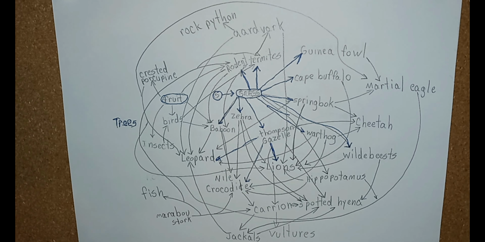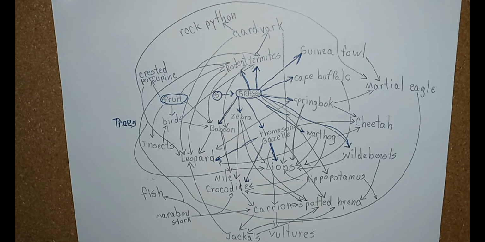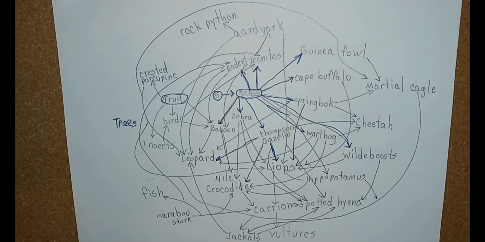It might be mice, rabbits, porcupines, wildebeest, elephants, rhinos, just anything. You might even throw some fish in there. From there we have our predators.